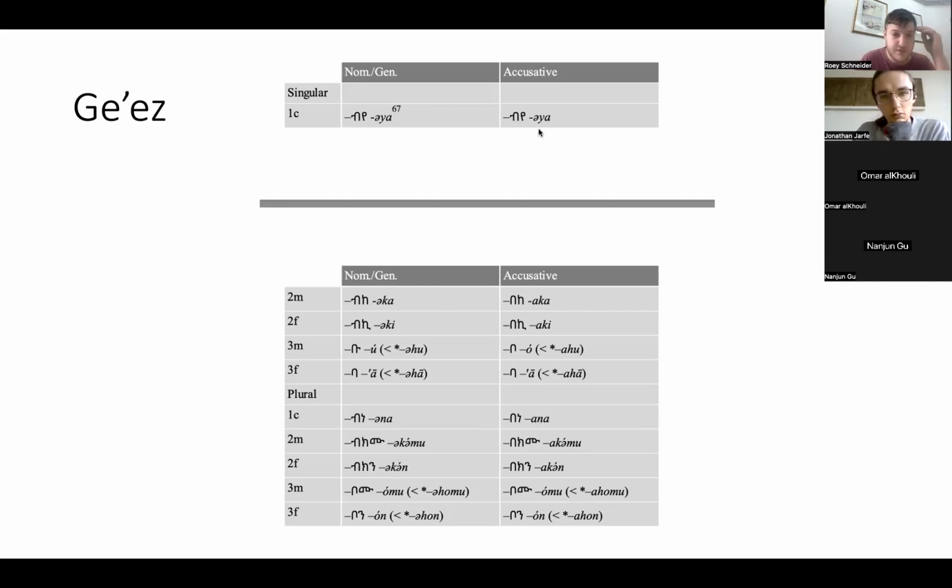There's no difference in the first person, which is something we know from other languages as well, so it's not that surprising. Other than that, everything is quite regular. Any question regarding this? Okay.